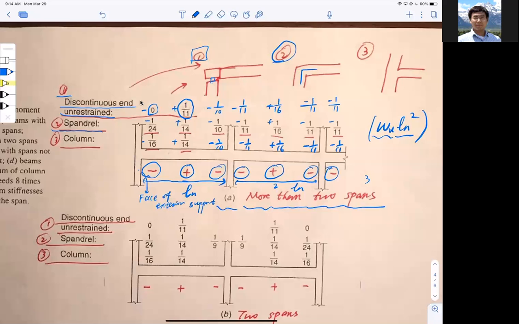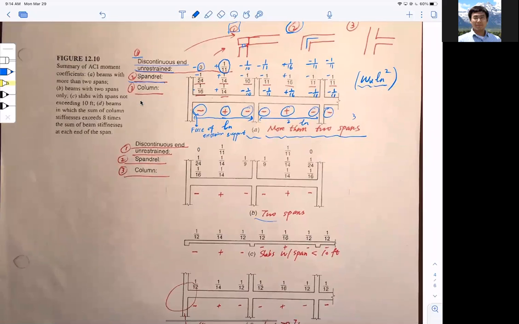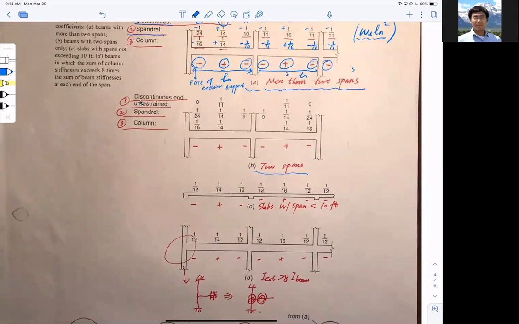So this is only table A. How about table B? Table B is for only 2 spans. If I only have 2 spans, you can also get the coefficients in front like that. Now this is for slabs with spans less than 10 feet. That is, if my ln here is smaller than 10 feet, I can use this table.